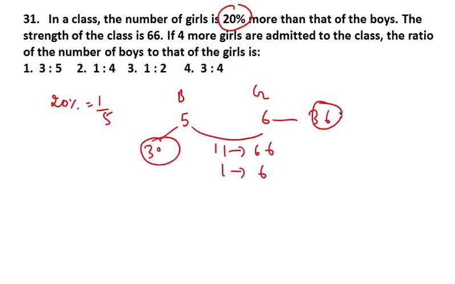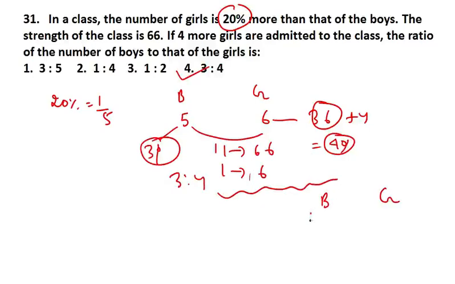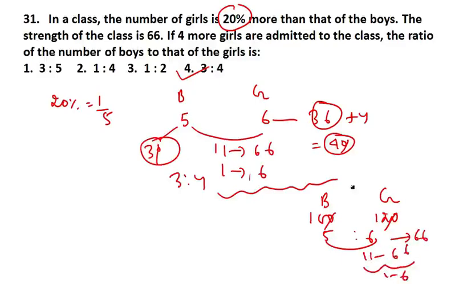If 4 girls are admitted, means now girls become 40. Okay, ratio of boys to girls is going to be 3:4, means option number 4. This method you can do like this also. Suppose this is boy and this is girl. Boy is 100%, so girl is 20% more, means they are 120. So just cut by 20, you get 5:6, but total is given as 66, so 11 becomes 66. Okay, so 1 becomes 6. Then you can follow again this process. Simple.